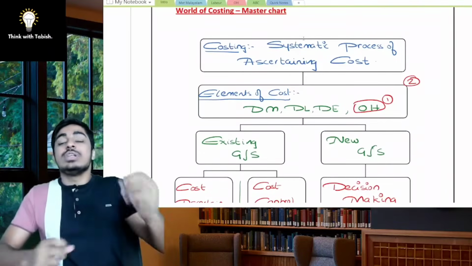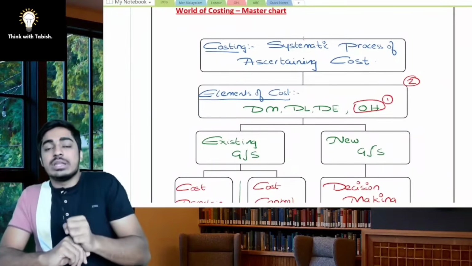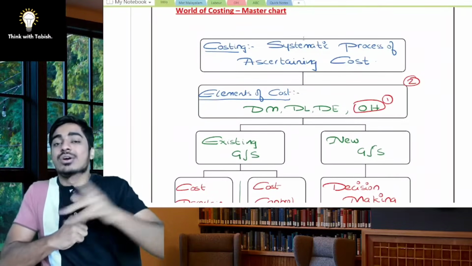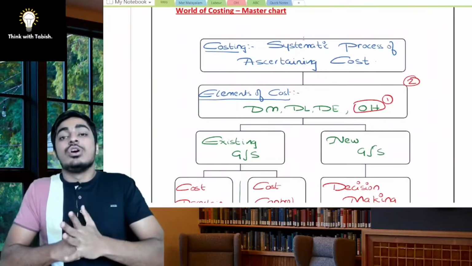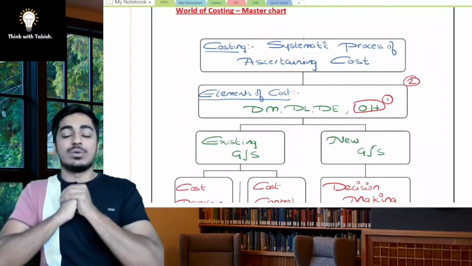Now we want to calculate what is the total cost. To get the cost, we need to record the items of cost. Here I've paid 10,000, here I've paid 20,000. Everything needs to be recorded. Only then we can calculate. So we want to record all items of cost. For that, we are doing cost accounting.